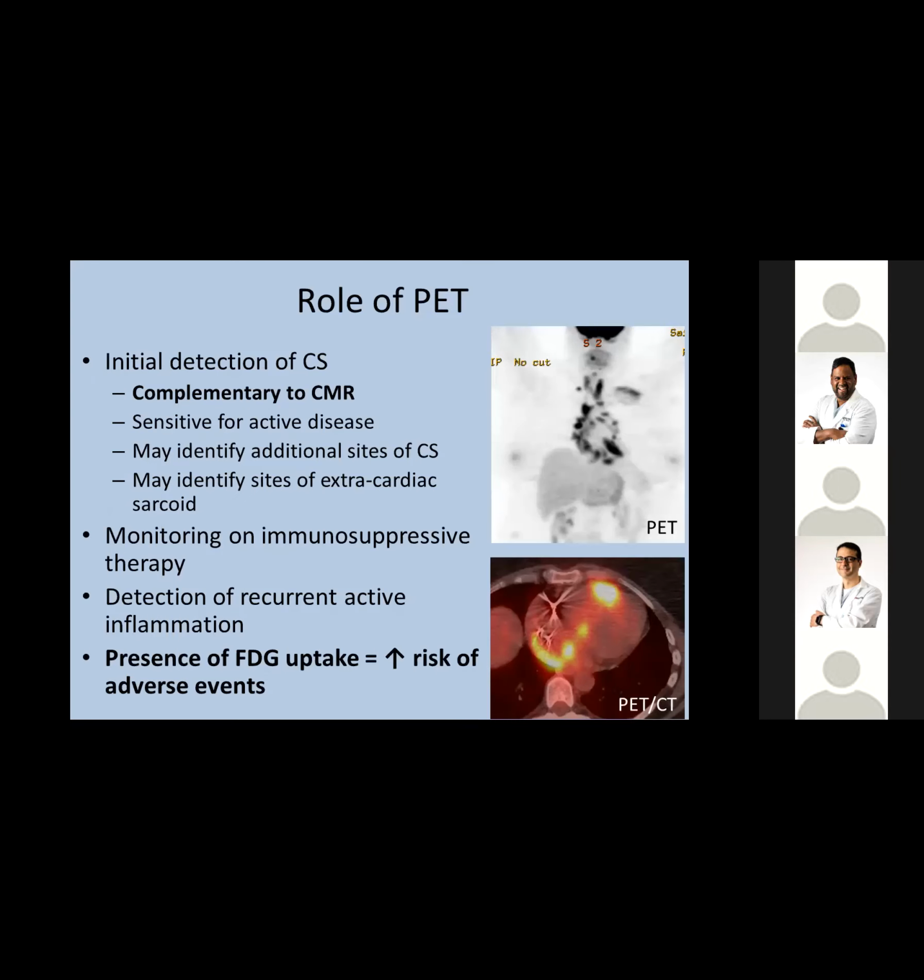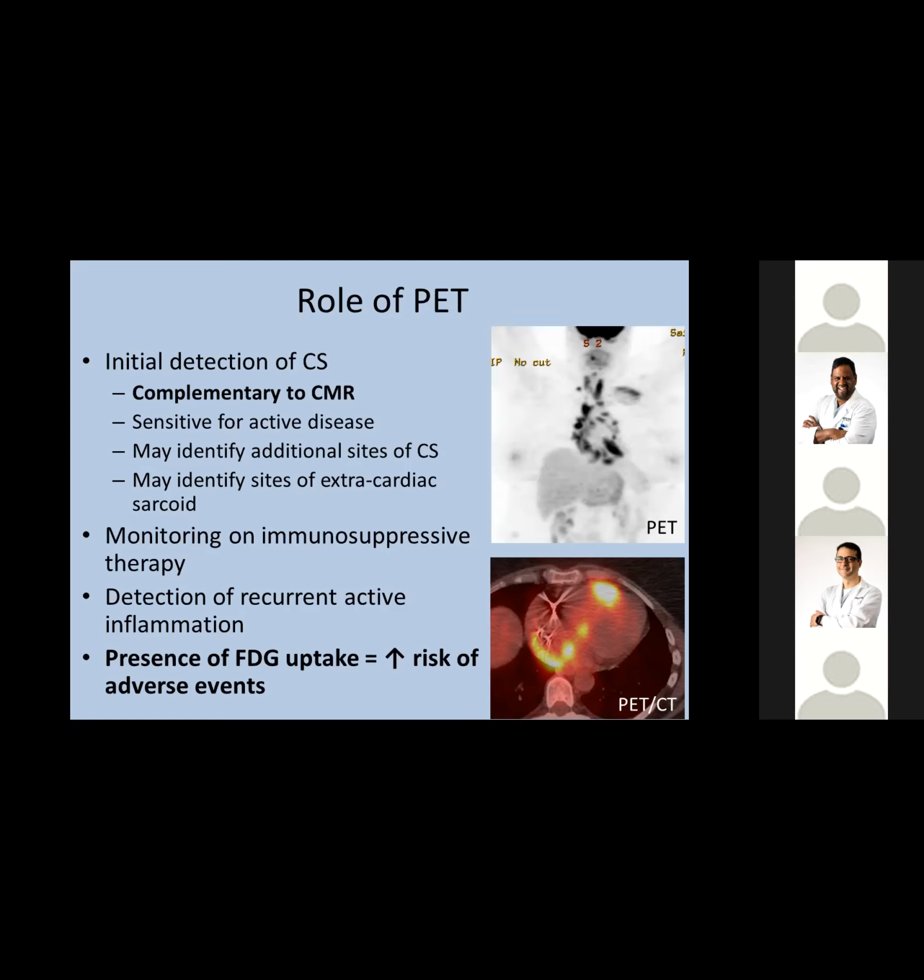So PET, some people like to compare it to MRI in terms of its accuracy, but it's really a complementary test. It shows a different aspect of the disease, and it often will identify additional sites of disease. It's also good for detecting extracardiac disease. Patients who have clinically unsuspected extracardiac sarcoid will often have findings on PET, which can then further support a diagnosis of sarcoid. And it also assesses disease activity.